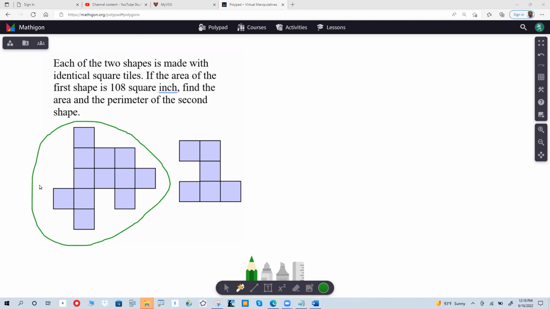So all the 12 squares together have an area of 108. Take 108, divide by 12, and I'm going to use my calculator. And hopefully you'll have a calculator in front of you on the day of the exam. I'm getting 9. So each square is 9.